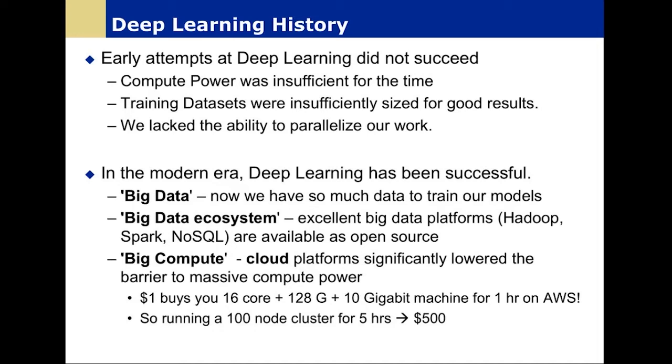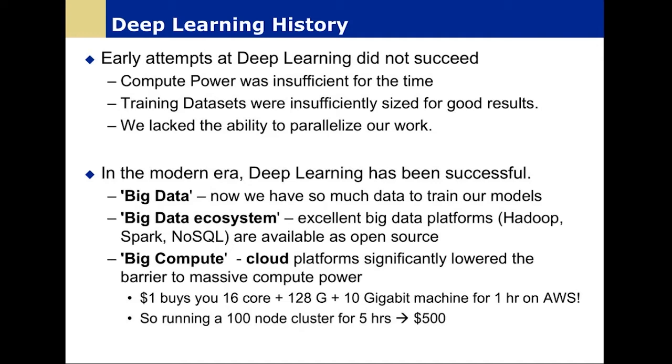So, a bit of history of deep learning. Neural networks have been around for some time, but there were some early attempts that didn't quite succeed for a lot of reasons: compute power being insufficient, training data sets being insufficiently sized, and the lack of the ability to parallelize. But now we have several things that have made our efforts more successful, one of which is big data. So now we have the ability to have lots of data to train our models. In the big data ecosystem, we have platforms like Hadoop, Spark, NoSQL, etc., as open source, and they help us have an ecosystem that is friendly to big data.